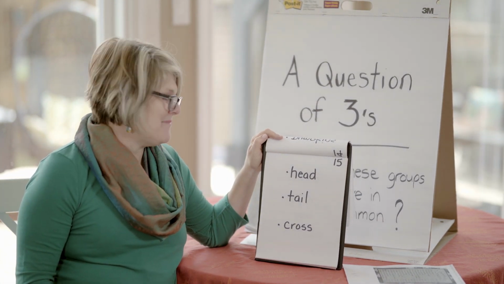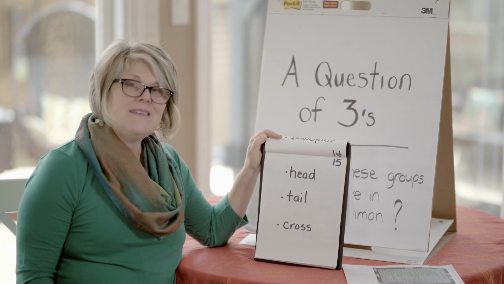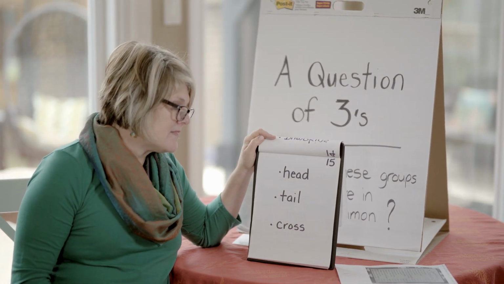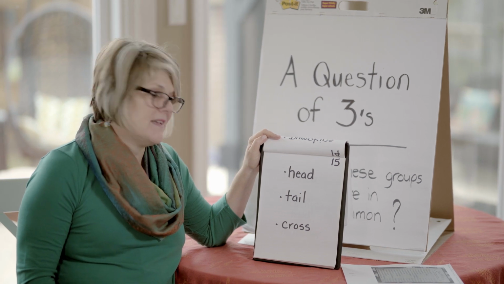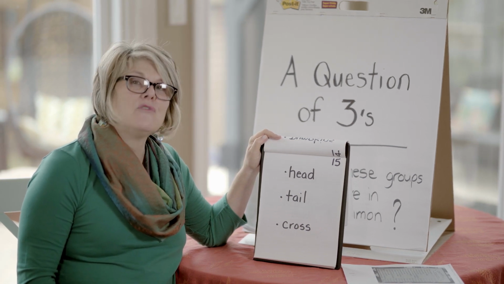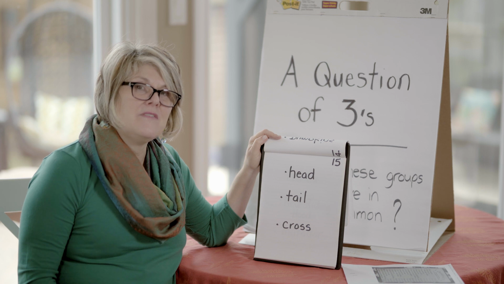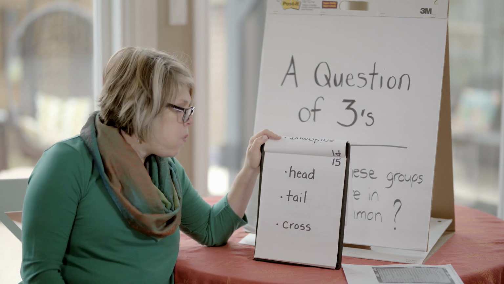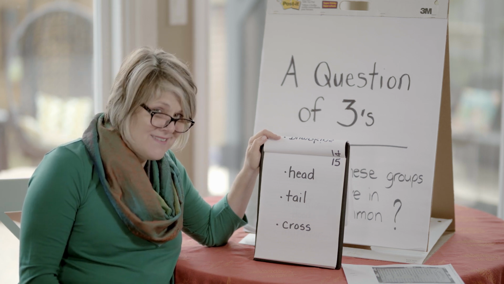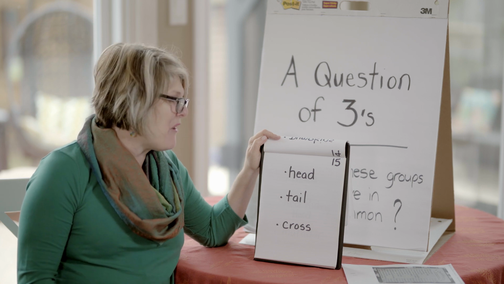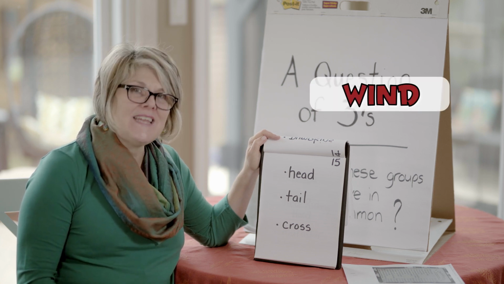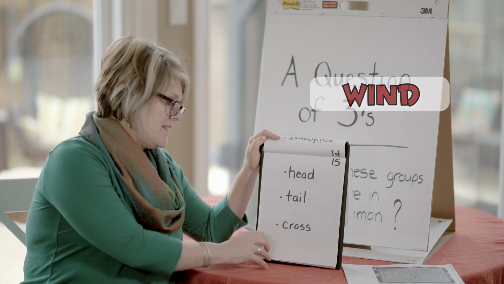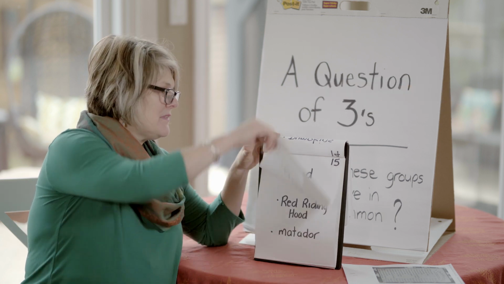Number 15, head, tail, and cross. What do these have in common? Head, tail, and cross. I'll give you a little hint. Does that help? They are all types of wind, right? A headwind, tailwind, and a crosswind. Okay.